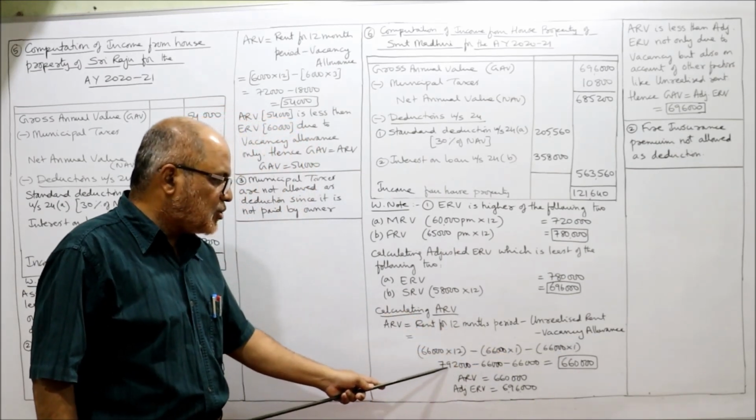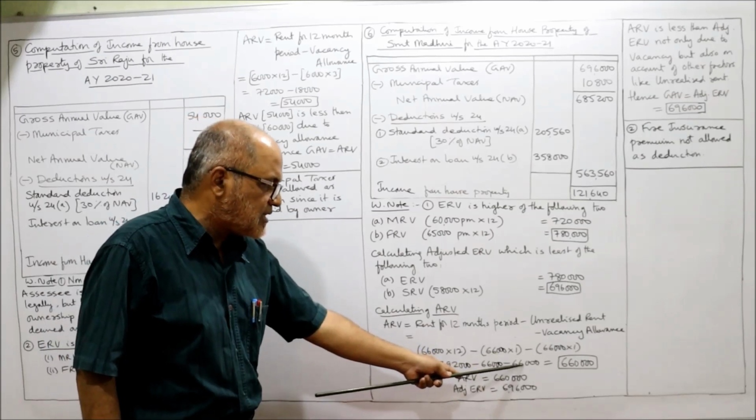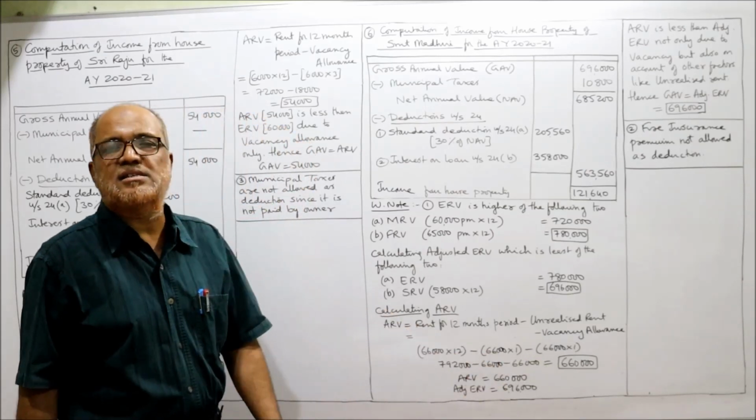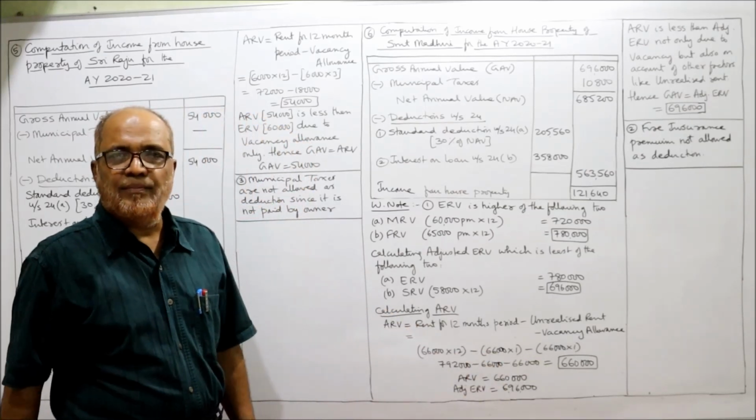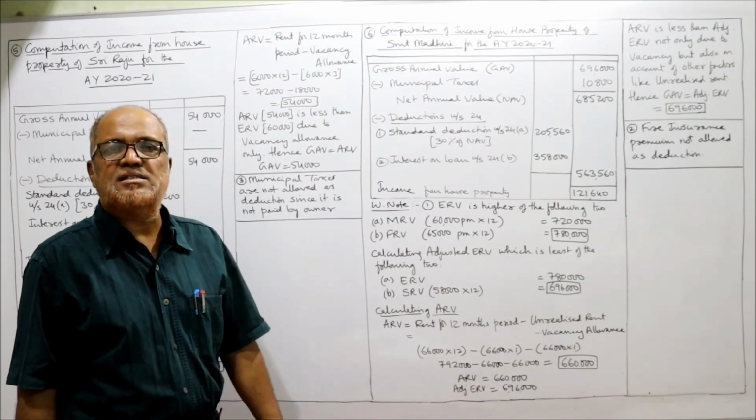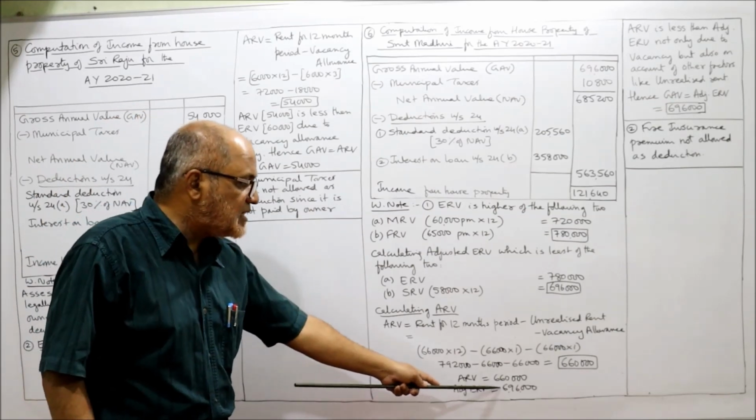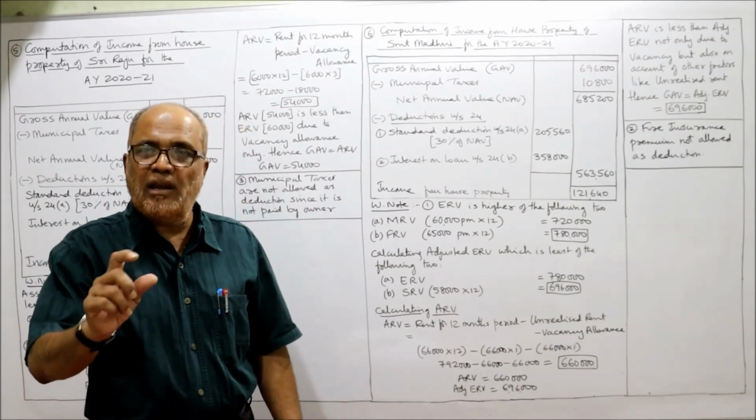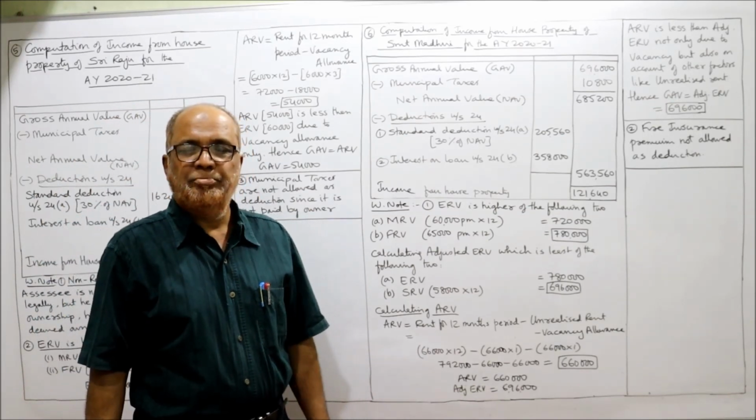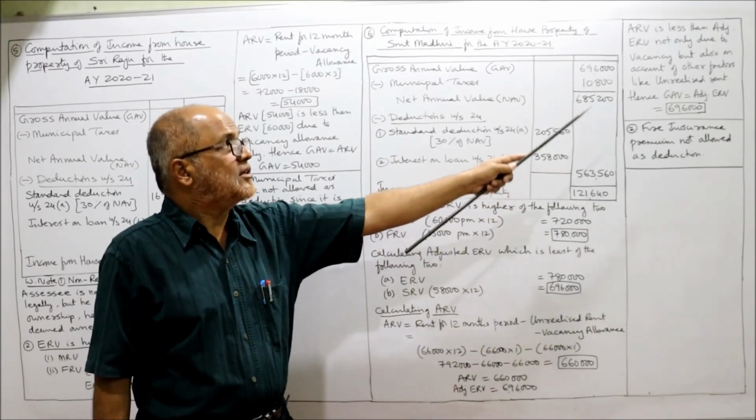So 7,92,000 minus 66,000 minus 66,000 gives 6,60,000. Now you compare it. ARV is 6,60,000, whereas adjusted ERV is 6,96,000. Now compare these two. Now a new point, one more new point.